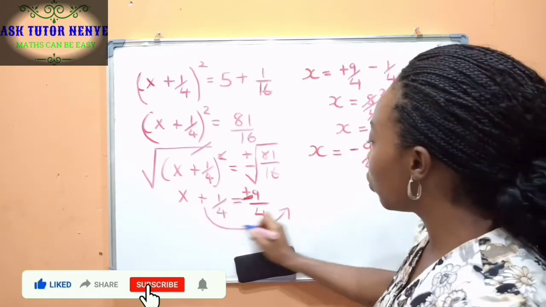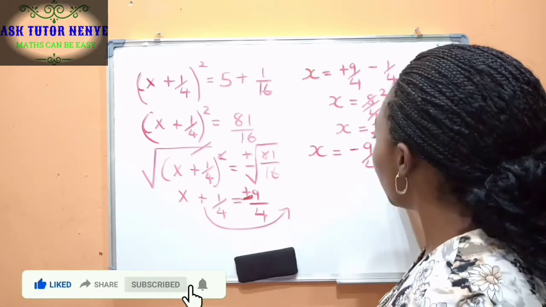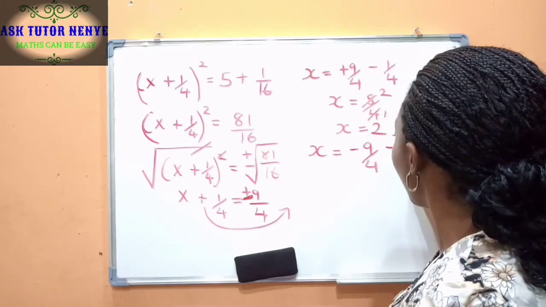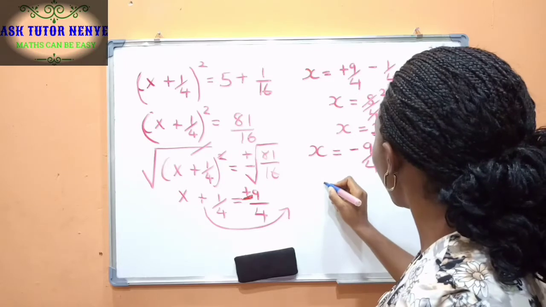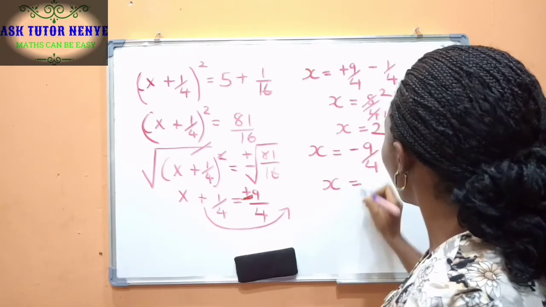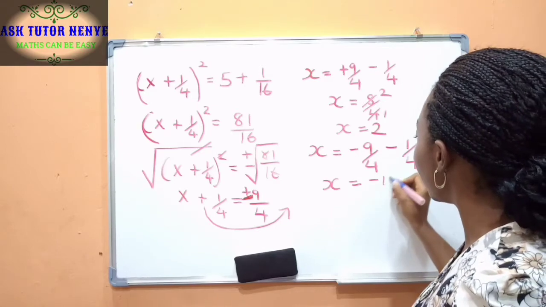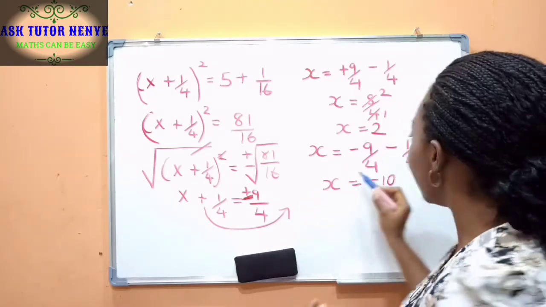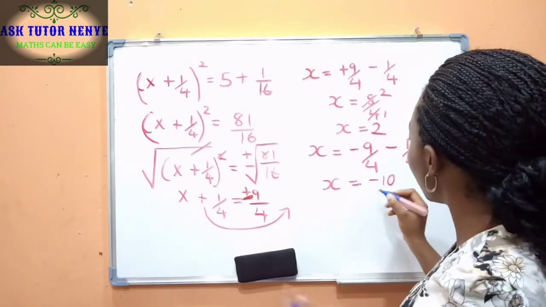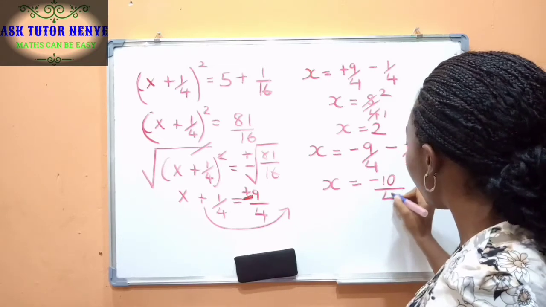Now let this move to the right hand side. It's going to be minus 1 over 4. So we are going to have x equals minus 9 minus 1, we have minus 10. Since we have the same denominator, we don't need to stress ourselves. We just write over 4.